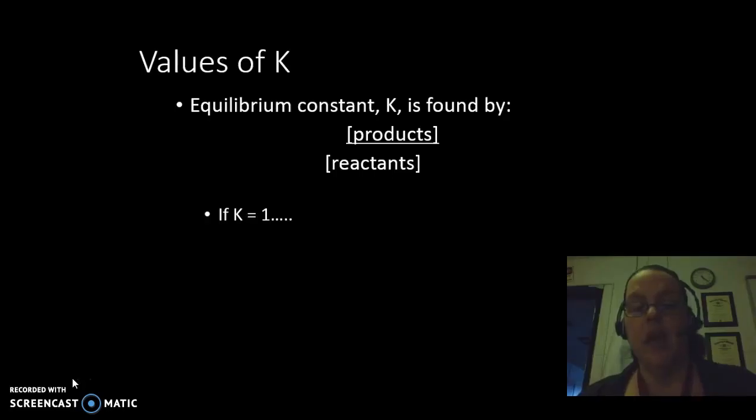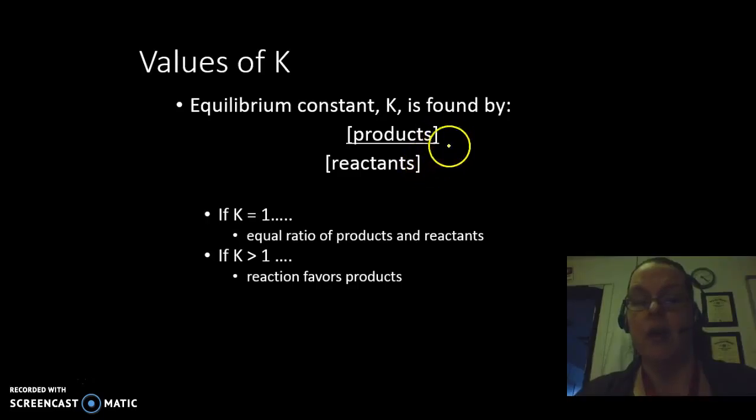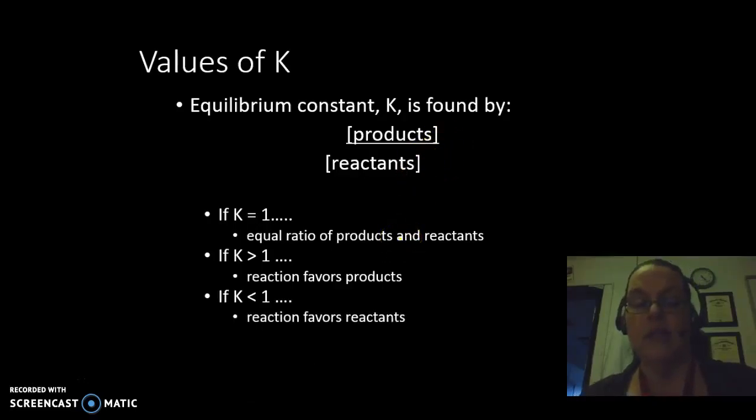So what does it mean if K is equal to 1? If K is equal to 1, then we have an equal ratio of products and reactants, meaning neither one is favored. Both are likely to happen. If it's greater than 1, then K being greater than 1 means that the products are favored, because you have a large number on the top and a smaller number on the bottom, meaning the products' concentrations are higher. If K is less than 1, that means the reactants' concentrations are higher. A smaller number on the top, larger number on the bottom gives you a K of less than 1, and that means the reactants are favored in the reaction. So we can see how that works, okay?